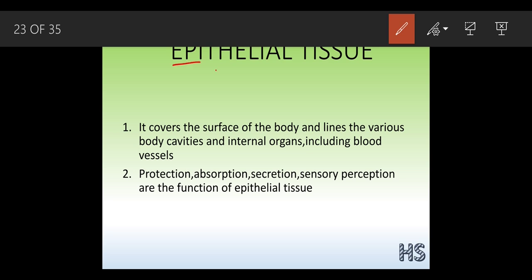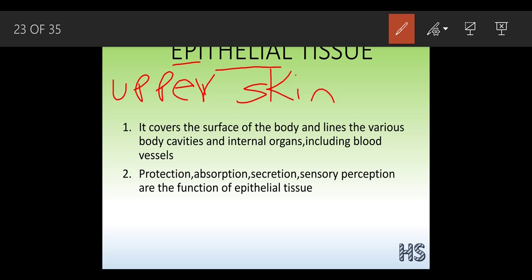The word epithelial is made of two words, epi and thelial. The word epi, remember this in biology, this word is going to come many a time. This means upper. Okay, the word thelial means skin. Okay, the upper skin of animals is made up of this tissue, that is the epithelial tissue. Okay, where exactly is it located? It covers the surface of the body.